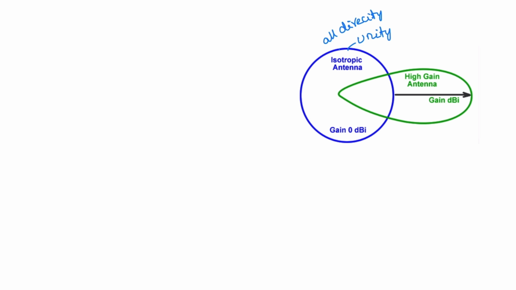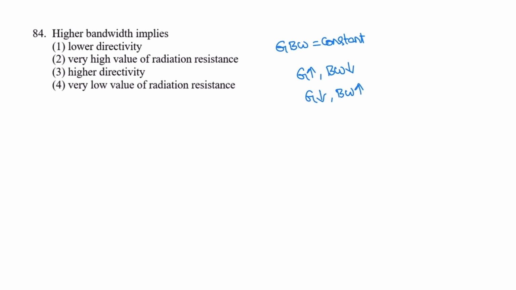But the green line indicates a directional radiation pattern. The radiation pattern is directional, so beam width is less but gain is more when compared to the isotropic antenna. This green line radiation pattern has more gain. So higher the bandwidth implies lower directivity. For question 84, option 1 is correct: lower directivity or lower gain.